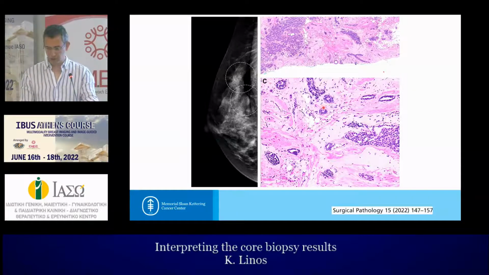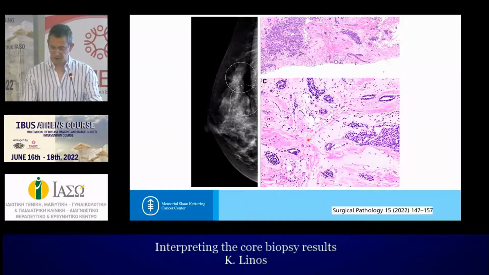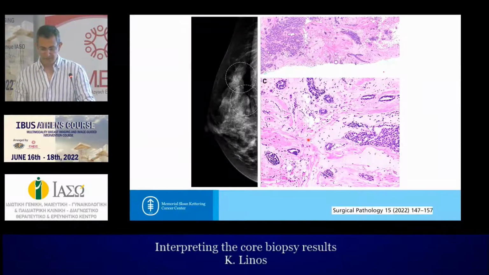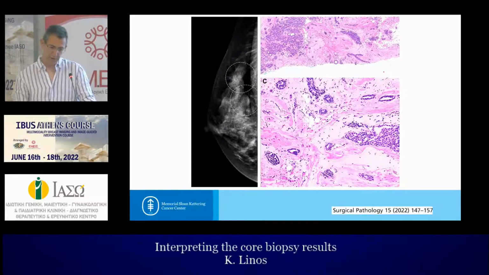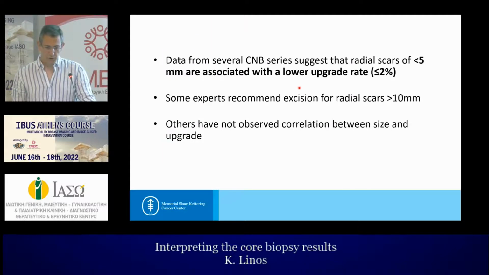So the question is, what do you do? I told you the upgrade was less than 2%, but the key here is that there was a discordance between the pathologic findings and the mammographic findings, right? This was a big lesion, about 3 centimeters, with architectural distortion. It didn't fit, so there is a discordance between the radiology report, the pathology report, and what you see mammographically. Due to this discordance and the limited sampling, this patient may be referred for surgical excision to make sure that it doesn't have something else. As for radial scars that are less than 5 millimeters, they have a very low upgrade rate.